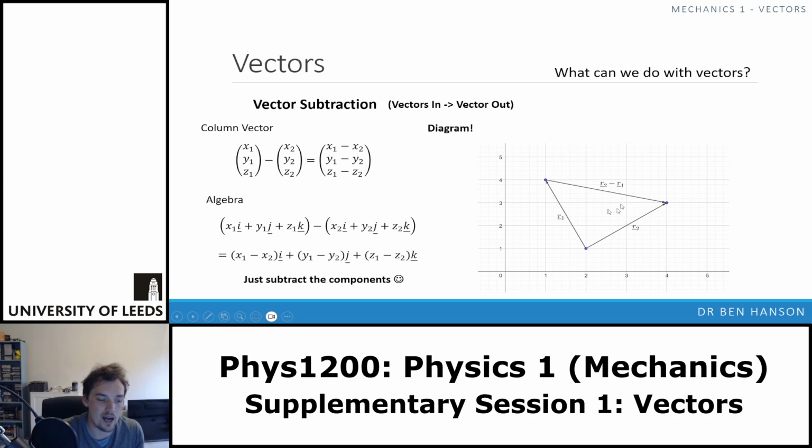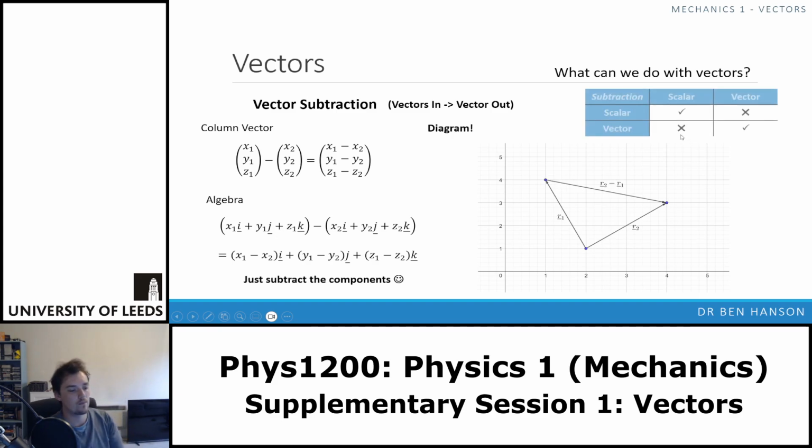And if I did R1 minus R2, that vector would just change its direction, multiplying by a minus sign effectively. So R1 minus R2 would start there and end there. Got it? Same as addition. Scalars, yes. Vectors, yes. But vectors and scalars, no. It makes no sense. How can you take away a size from something that has a direction, unless that size also has a direction? Got to be rigorous with these things.